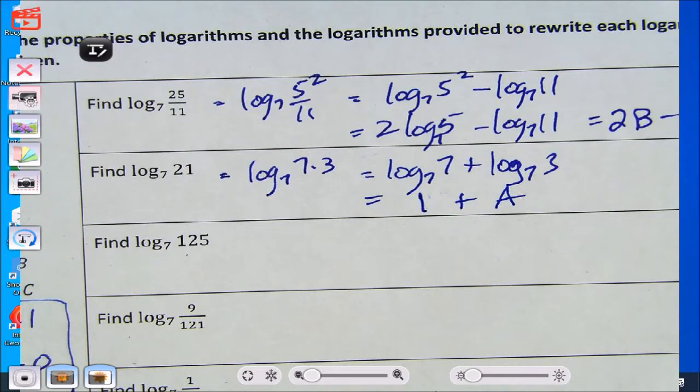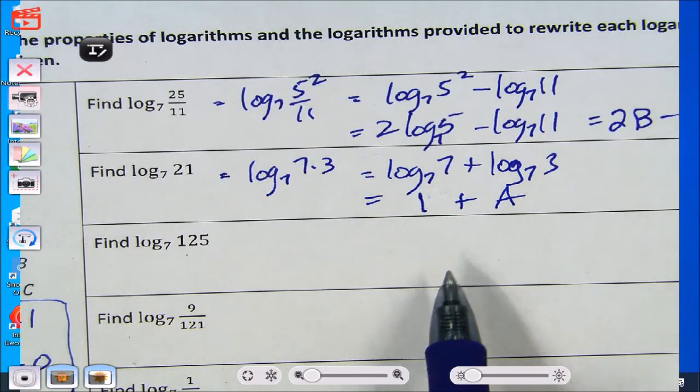So, word order doesn't matter, right? If you have A plus 1, that is perfectly fine.